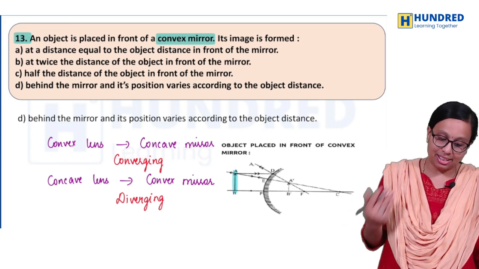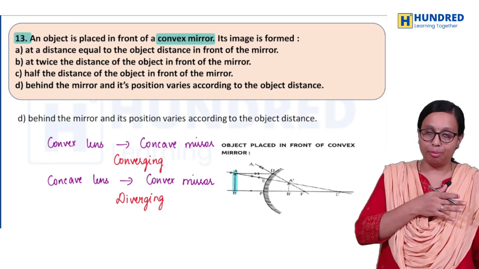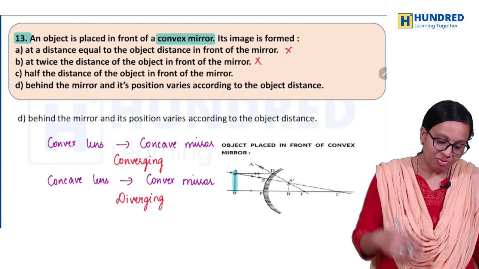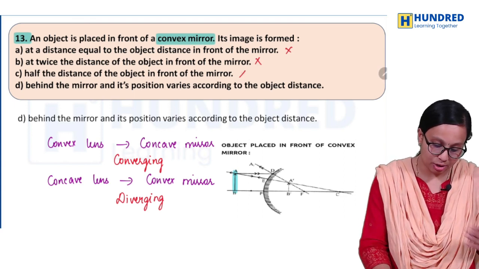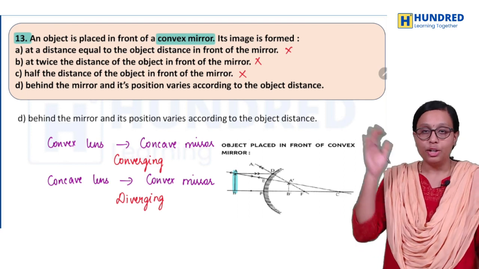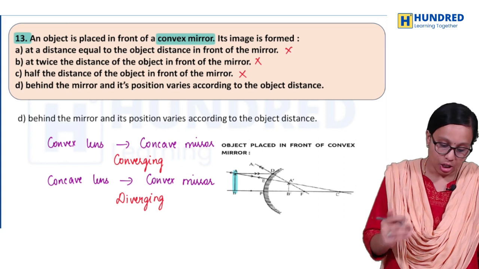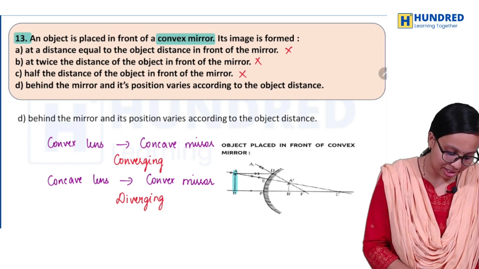At twice the distance of the object in front of the mirror. You're not getting the image in front of the mirror, so these two options are wrong. Half the distance in front of the mirror. It is not formed in front of the mirror at all. So all these 3 options are wrong. The image is formed behind the mirror for a convex mirror. So option D is right.